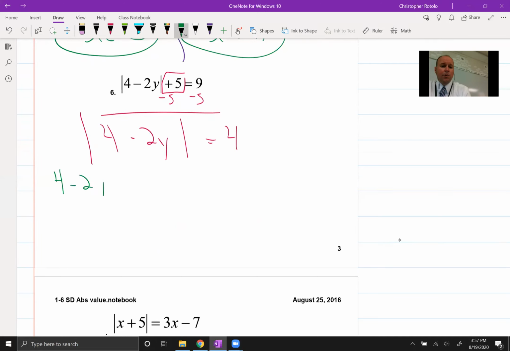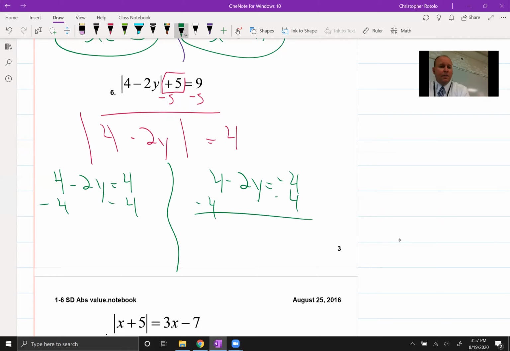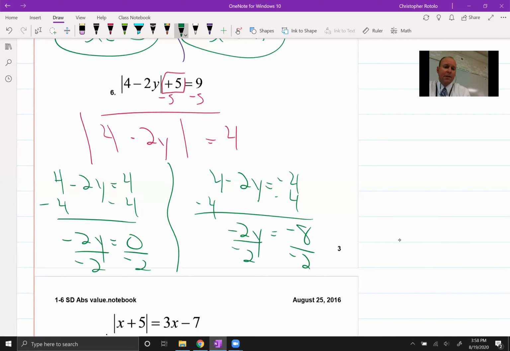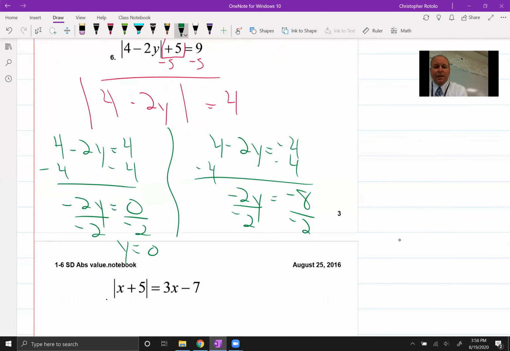4 minus 2y equals 4. 4 minus 2y equals negative 4. We're going to subtract 4 first this time. So we have negative 2y equals 8, and negative 2y equals negative 8. Oh, that wasn't 8 over here, was it? I missed that negative sign. So 4 minus 4 is going to be 0. There we go. Divide by negative 2, which seems like a pointless step here on the left. So y turns out to be 0. And on the right, y turns out to be positive 4.